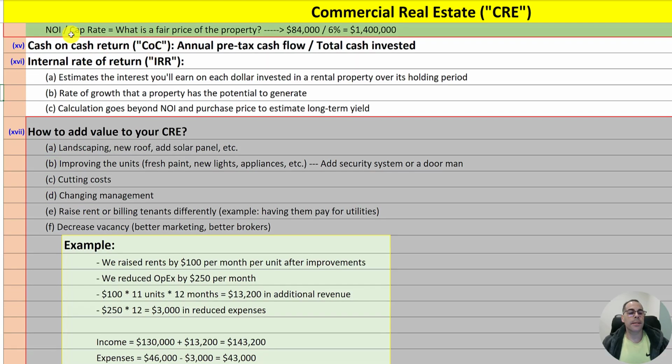Another popular term is cash on cash return. That's your annual pre-tax cash flow over the amount invested. Probably the most common term is IRR. That or cap rate are the two most common terms. IRR, internal rate of return. This estimates the interest you'll earn on each dollar invested in a rental property over its holding period. And we'll do the calculation later. And we'll get into this really deeply, like we will cap rate. It's the rate of growth that a property has the potential to generate. The calculation goes beyond NOI and purchase price to estimate the long-term yield.